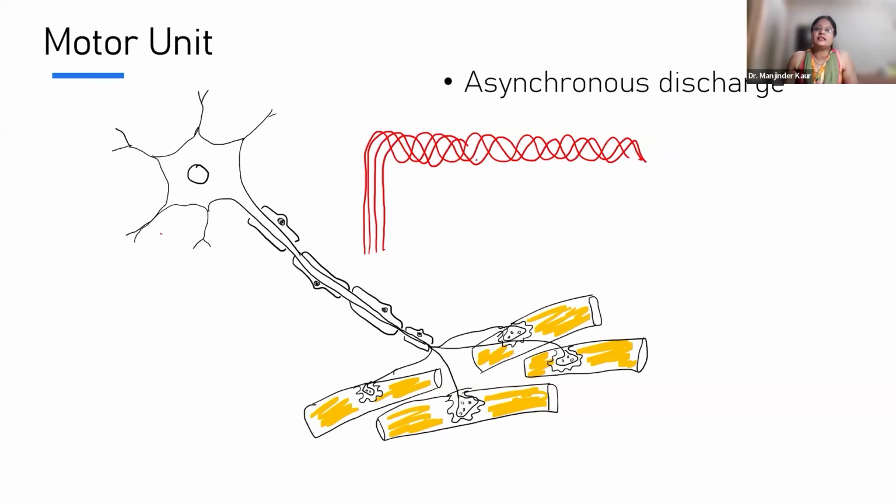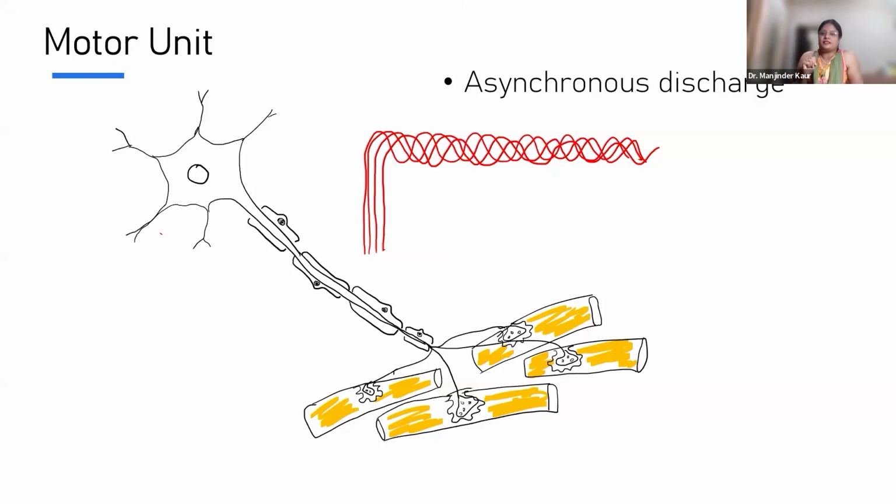So you can see that the resultant muscle contraction becomes smooth as the number of motor units recruited are asynchronously discharging. Now think about what will happen if thousands of motor units are giving out this asynchronous discharge. So the resultant movement of the skeletal muscle becomes smooth, yet the muscle will not be getting fatigued easily.